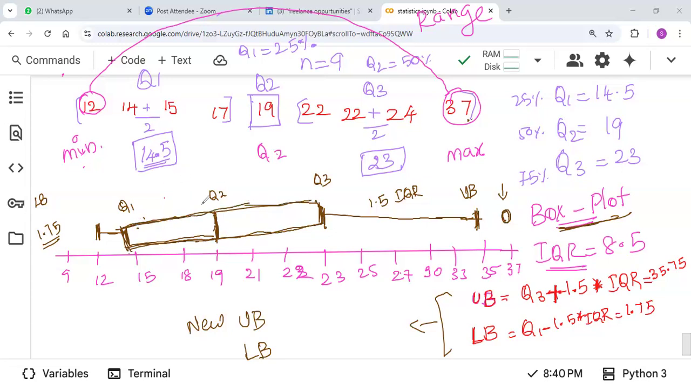If the IQR is small, sometimes your box plot might look like this, very, very small, because the data is not consistent. You need to focus on the distribution of the data here. The distribution may not be consistent. Sometimes the deviation might be here itself, in the Q1 and Q3, and sometimes the deviations would be here also. So you need to focus on it.